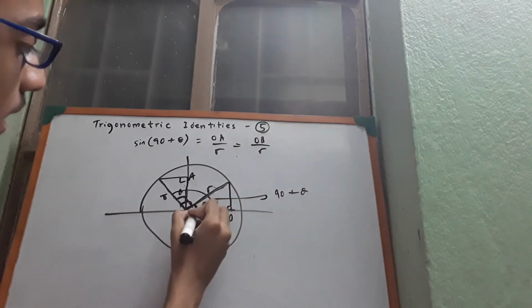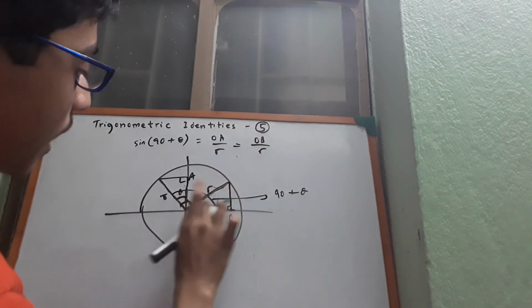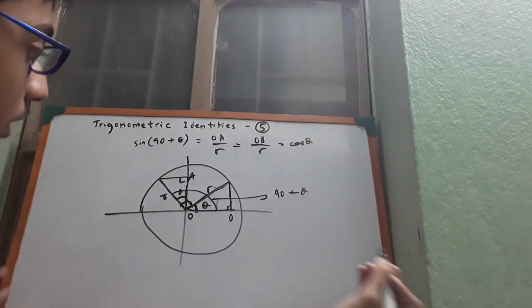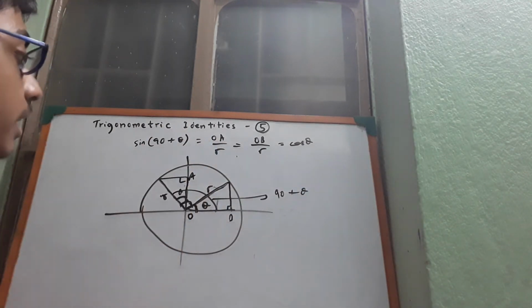Now what is OB by R? See, in this triangle, this is also theta. So from the point of view of this theta, OB by R is the adjacent side over the hypotenuse. So this is just cos theta. Simple derivation.